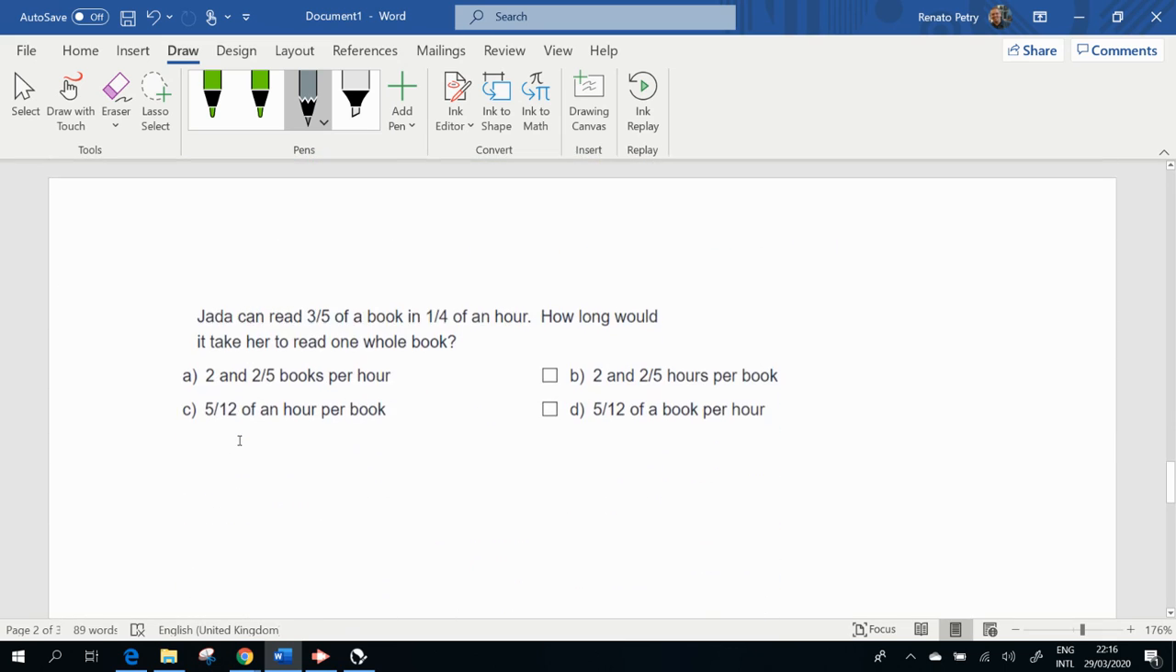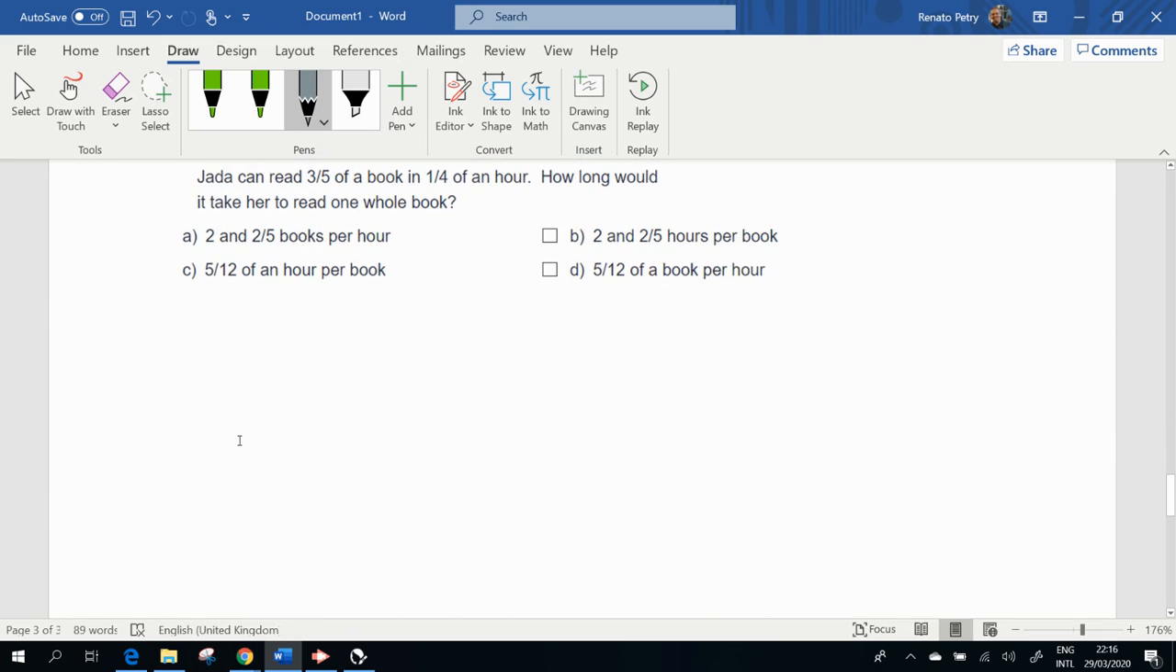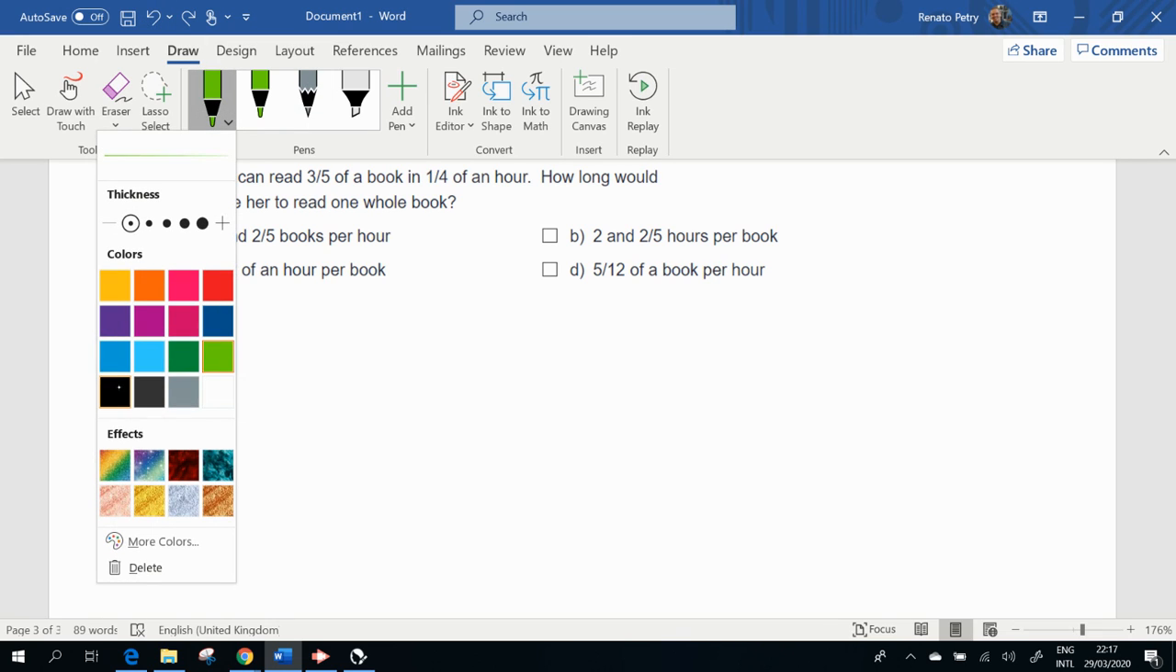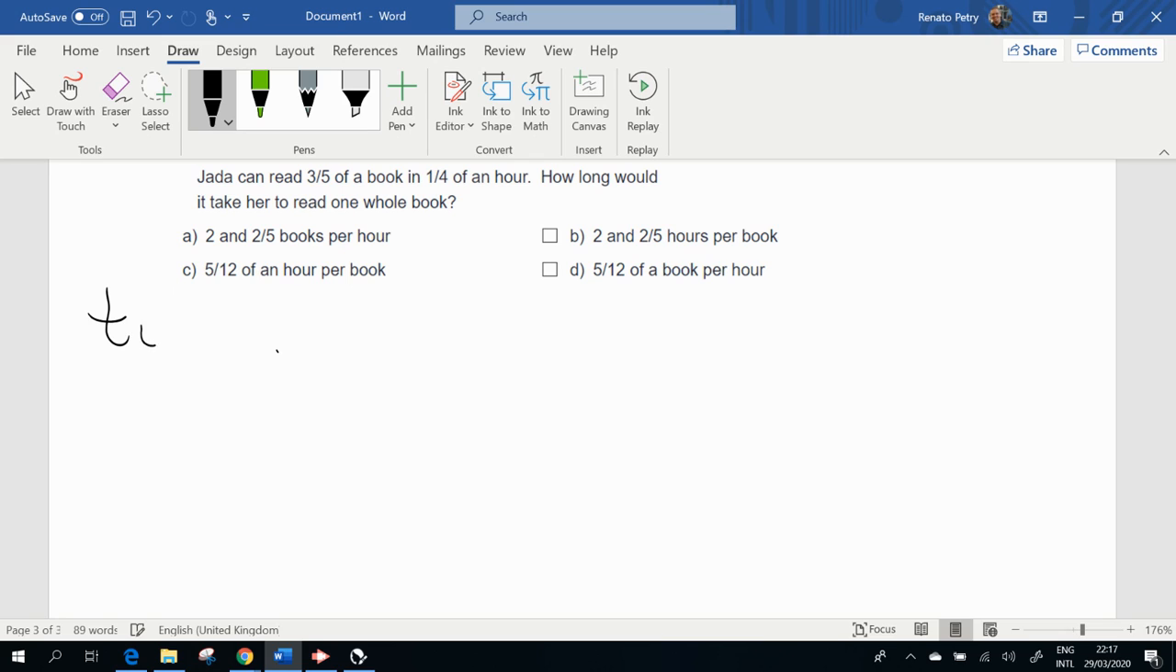Okay, good. Next one. Jada can read 3/5 of a book in 1/4 of an hour. How long will it take her to read one whole book? Okay, so she wants to know how much time per book.